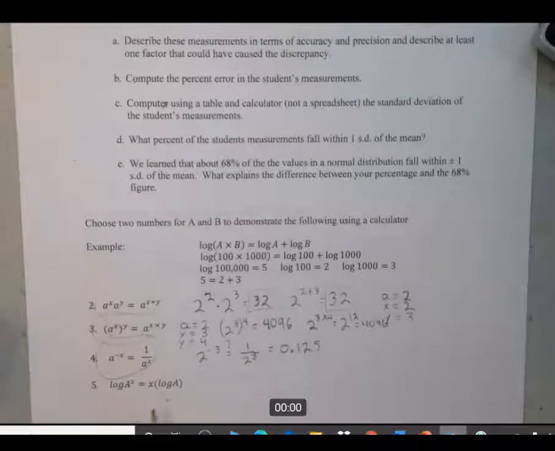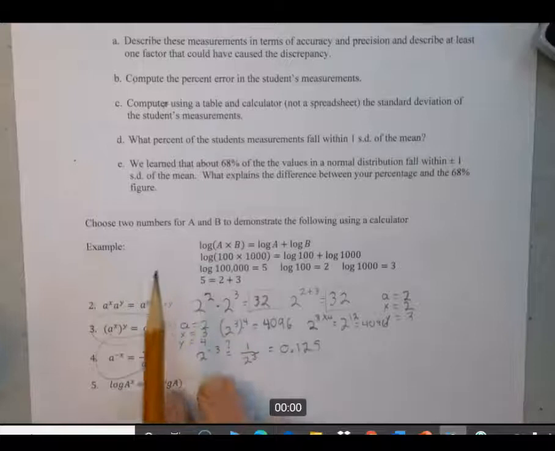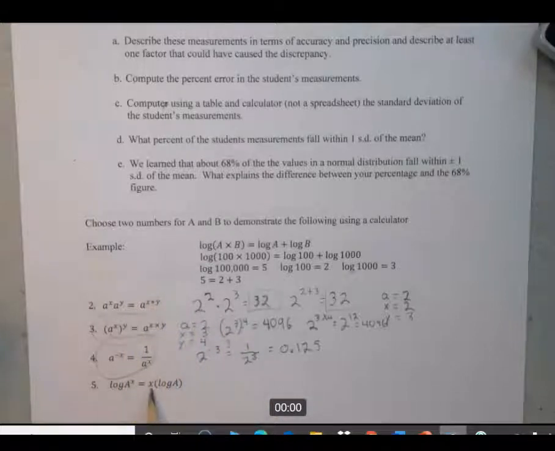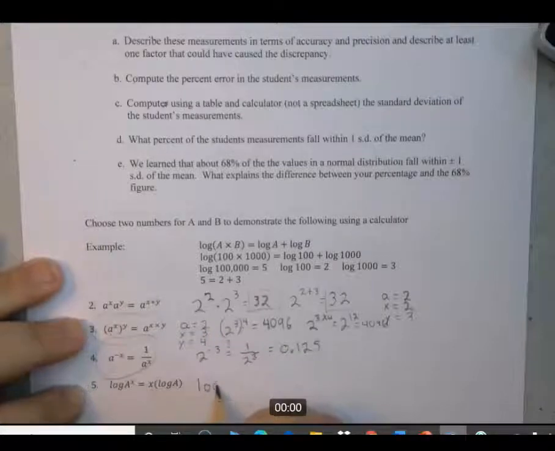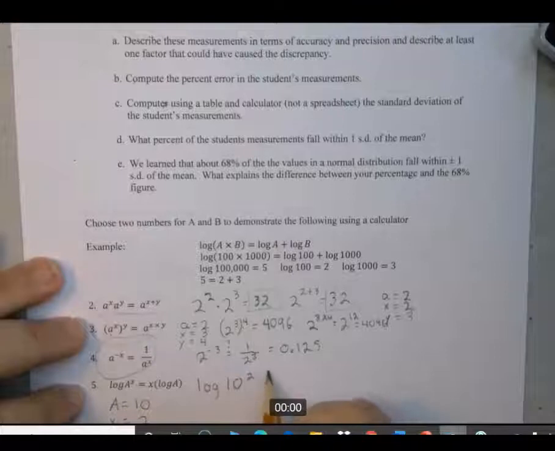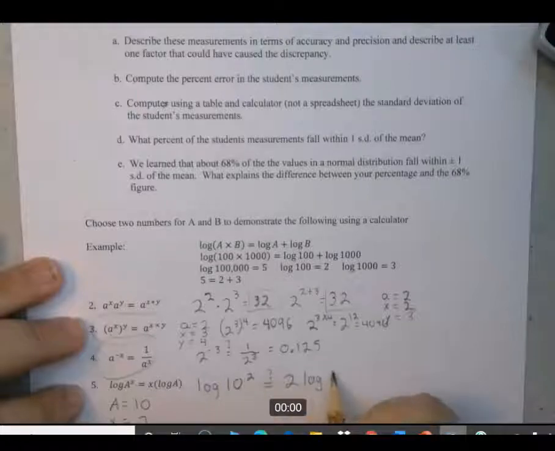Okay, how about this one? And this is one that will come up in some of your problems where you have to take an exponent and pull it out in front of the log. That will come up in your problems. So let's go ahead and do that. So what we're asking is log. Let's set our values. Let's say a equals 10. It's not a small number, but it's a common number to use. And let's say x equals 2. So log of 10 squared, does that equal 2 log 10?